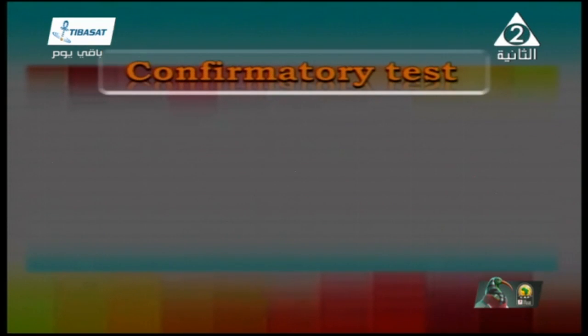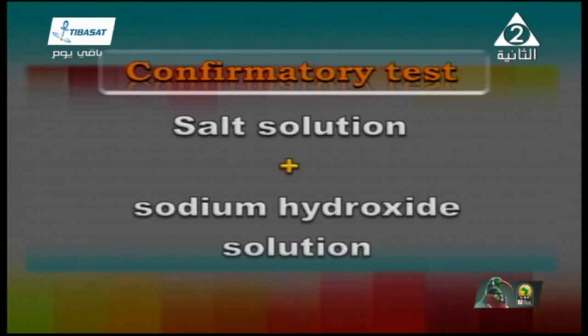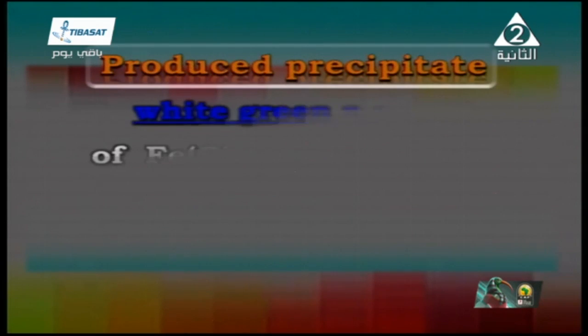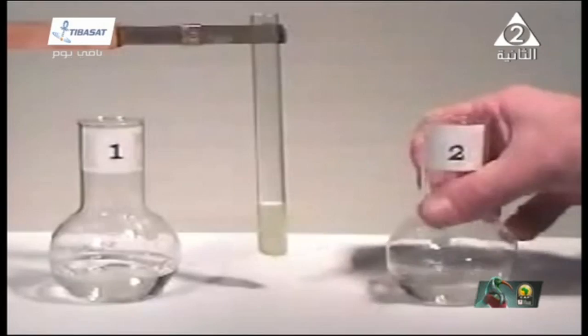Now we are going to discuss the confirmatory test. Here, my dear student, the confirmatory test is using the salt solution plus sodium hydroxide solution as we did with aluminium ion. Here the reaction gives also white green precipitate of iron 2 hydroxide, as the following animation shows.